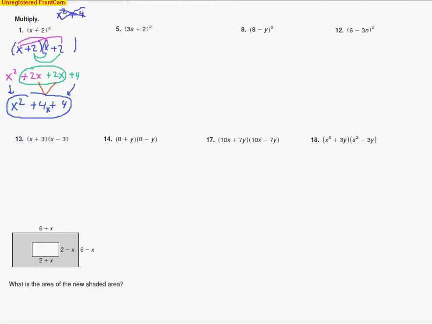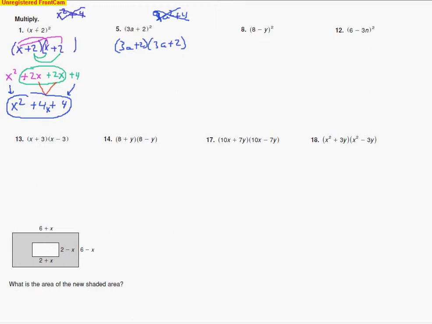Let's take a look at the next one. Again, the common mistake people want to make is say it's 9a squared plus 4. They might even say 3a squared plus 4. But that's wrong, because they're not dealing with the outside and inside terms if they do that. So what we have to do is write it out twice and multiply using that FOIL method.